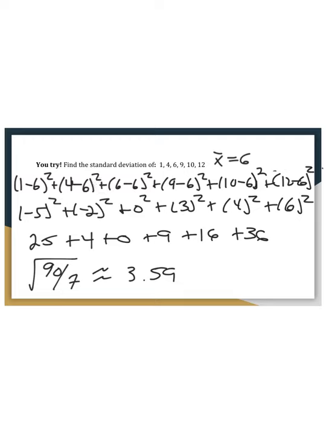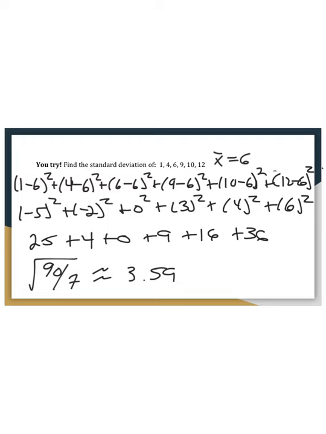I did my subtraction, so 1 minus 6 is -5, so we have -5 squared. 4 minus 6 is -2, so we have -2 squared. Then we have 0 squared, 3 squared, 4 squared, and 6 squared. When I simplified all my squares, remember that squaring something makes a positive.